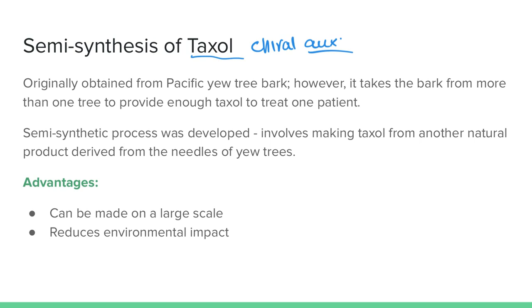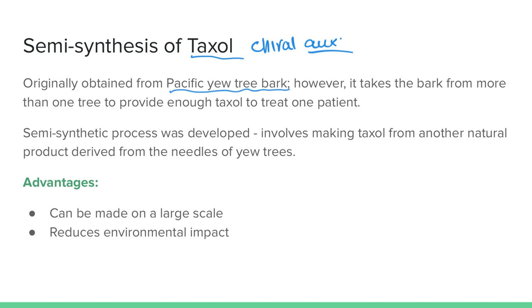Taxol was originally obtained from Pacific yew tree bark. However, it takes a lot of tree bark. It actually takes the bark from more than one tree to provide enough Taxol to treat one patient. You can imagine it takes a very long time to grow a tree to maturity to be able to harvest the tree bark to treat a patient. So we'd never be able to keep up if we were using just natural resources.